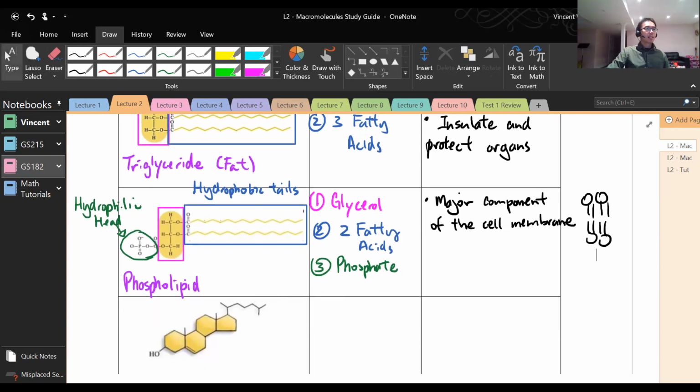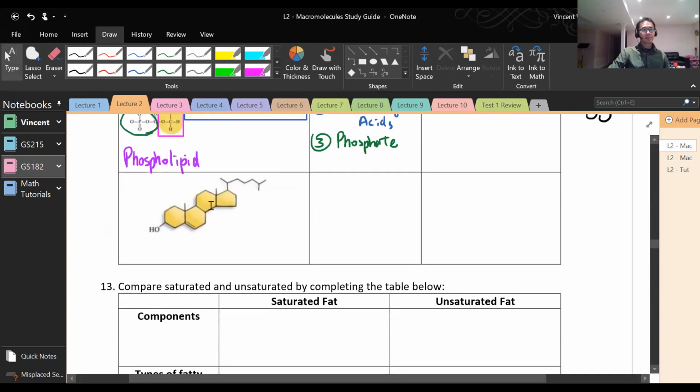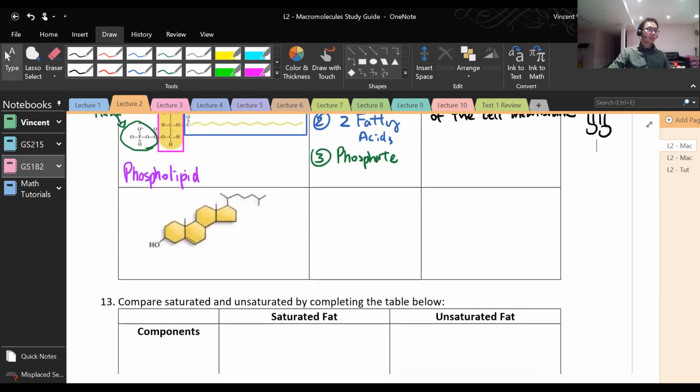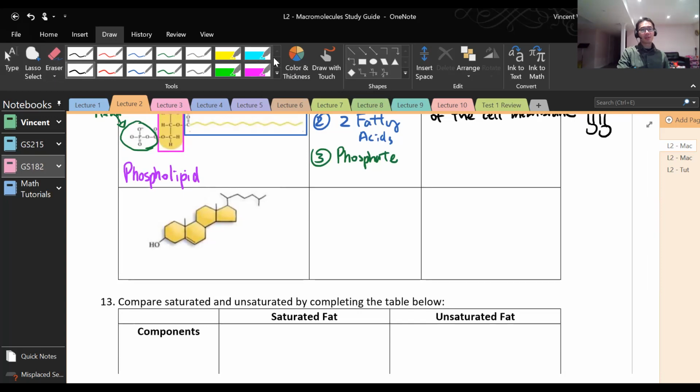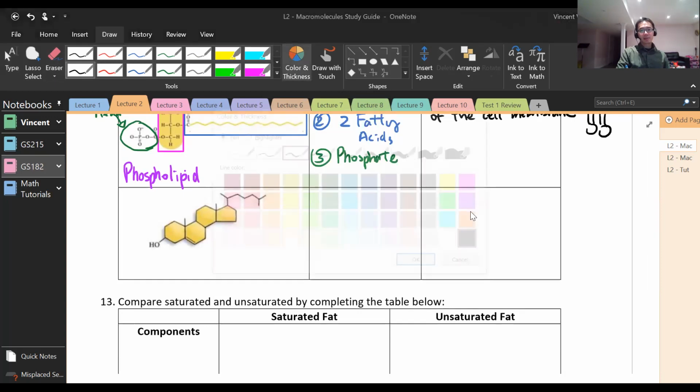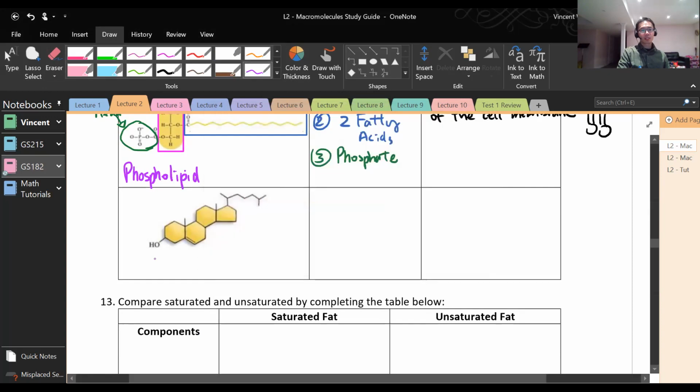Okay, next one. What is this thing? Anybody? With the 4 rings here. Anybody recognize this molecule? If I show you a picture of something with 4 rings and ask you, what is it? What would you choose? That is the steroid. Very good.